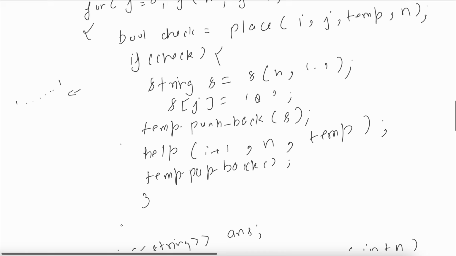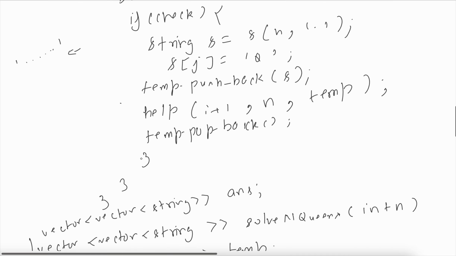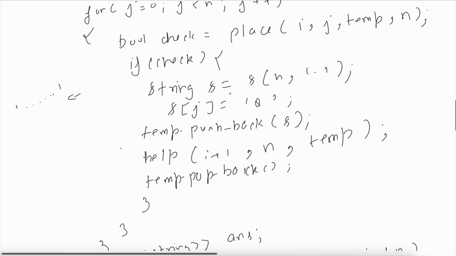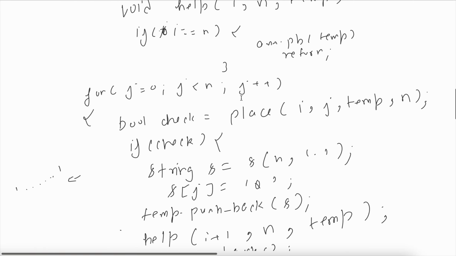I will close my loop. This check condition closes, and yeah, this is the complete solution. Now what we need to discuss is the place function that can check whether this place is suitable for placing the queen or not. We can discuss that, but before that, let's make sure that we have understood this.